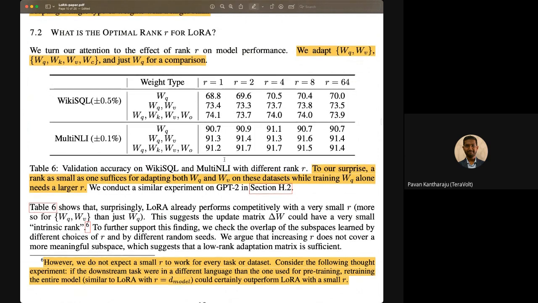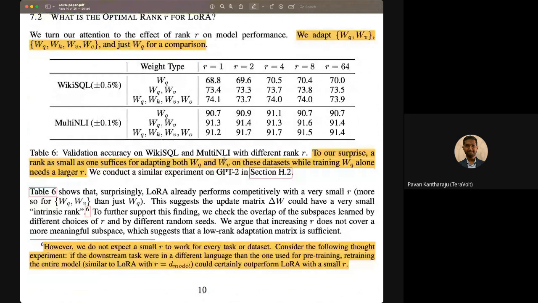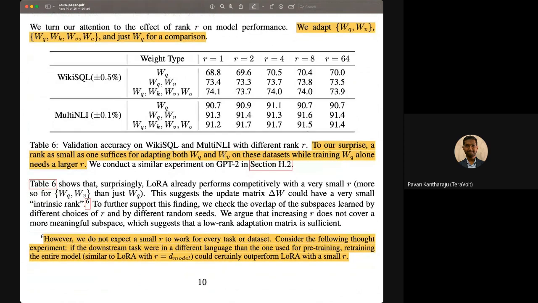So does anyone have any questions here? The main conclusion here is that it's possible to achieve pretty decent performance if just using the simple rank of 1. So in other words, A and B are basically vectors. Multi-NLI is a generative task, right? Yeah. So these are all generation tasks. Okay.